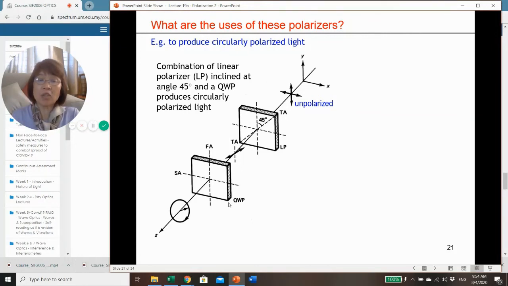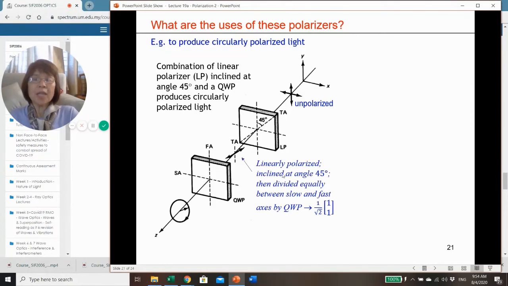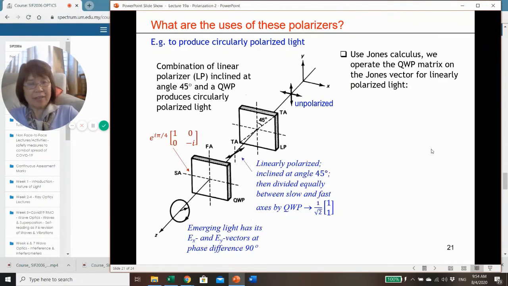And then you let it pass through a quarter wave plate that will introduce a phase difference between the two components. So when they exit and superpose, you get a circularly polarized light. So that's how it works. So now what we do is we're going to use Jones calculus.